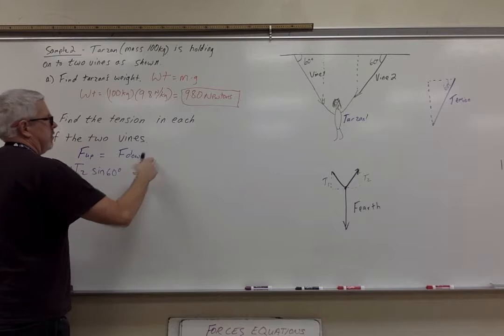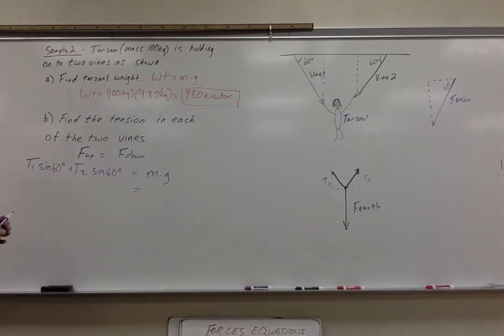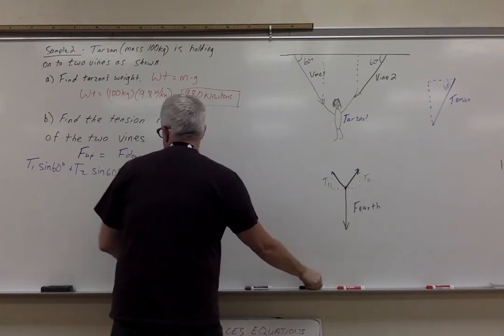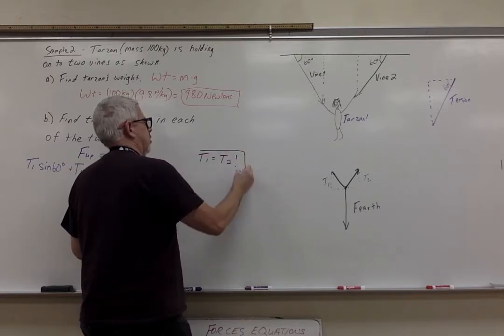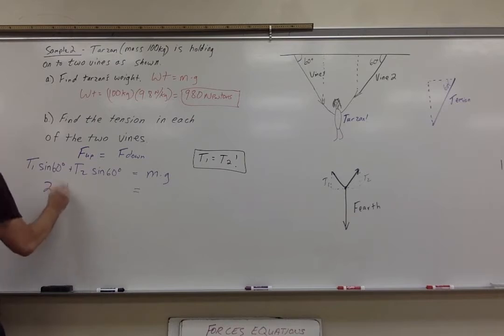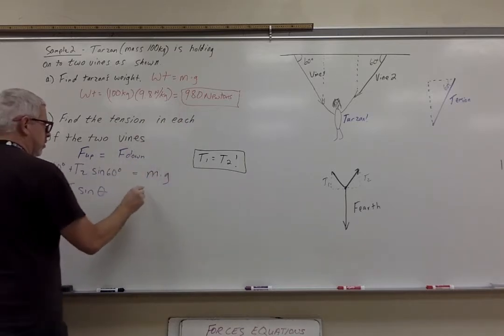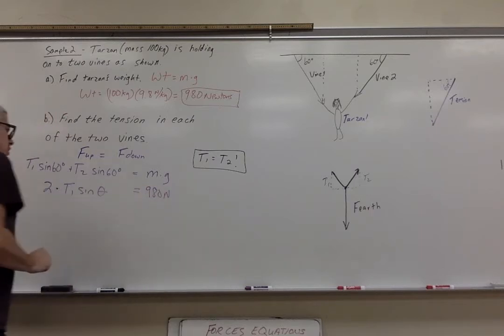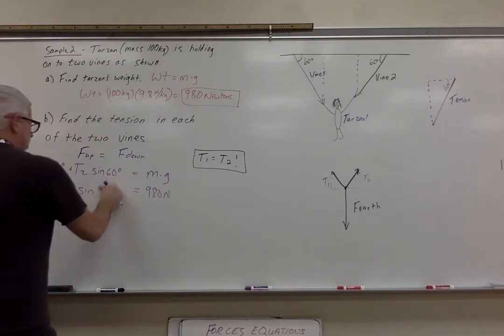What's the force down? Gravitational force, m times g. But I know T1 is equal to T2 in this case because they're at the same angle. So knowing that, I could say T1 sine theta plus T1 sine theta, or I could say 2 T1 sine theta equals mg, and in this case, we found this was 980 newtons. So in this particular case then, what we could say is that sine of 60 degrees, which I'll put as 60.